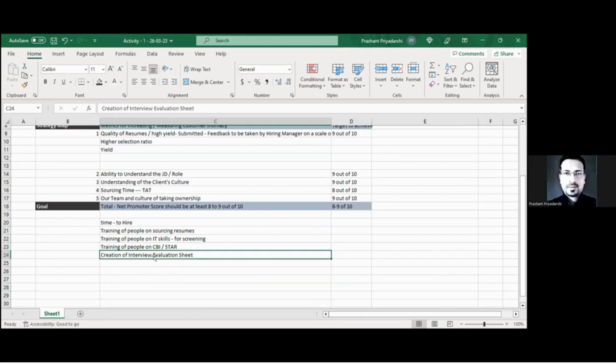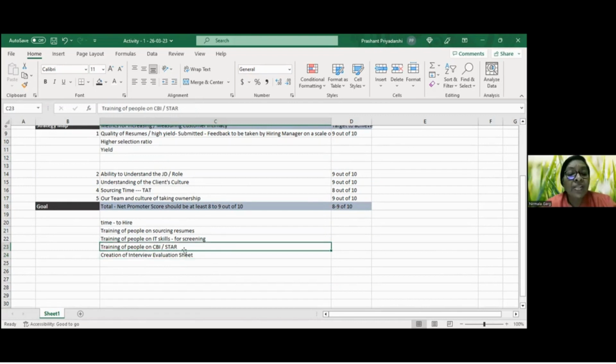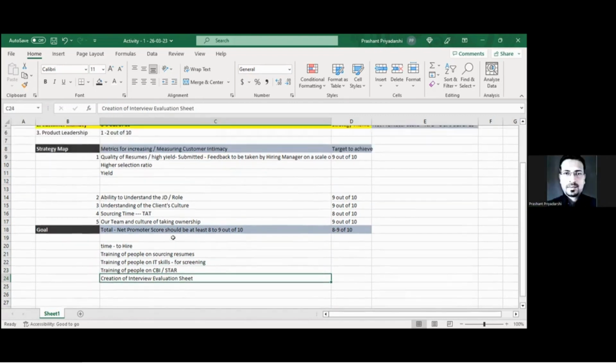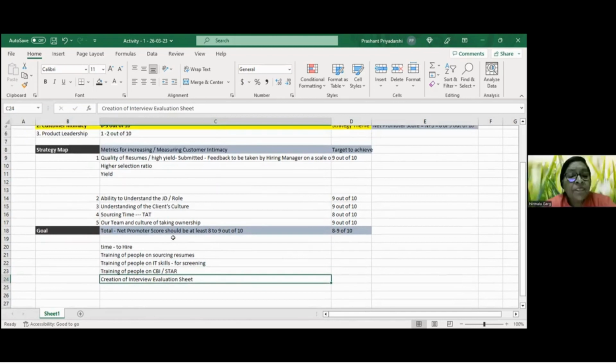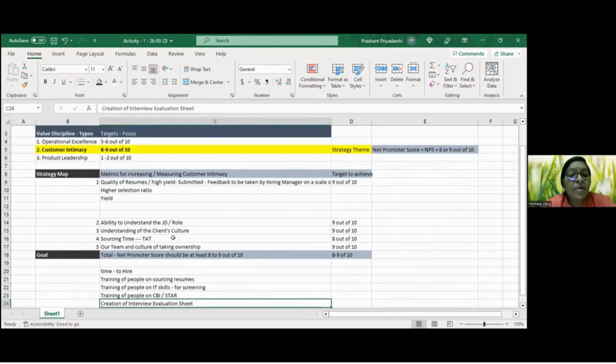Okay. Creation of that we will come to. And then we will create some interview evaluation sheets, creation of interview evaluation sheets. This can be a process of internal business processes. Training of people, understanding clients' culture, etc.